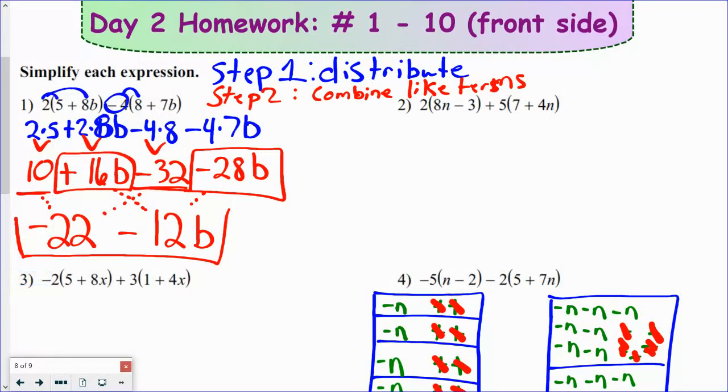Switch up our colors so they're not all running together. All right, step 1 this time, I'm going to take my 2 times everything inside the parentheses. So 2 times 8 ninjas minus 2 times 3. And the same thing with the other set of the parentheses. 5 times 7 and 5 times 4 ninjas.